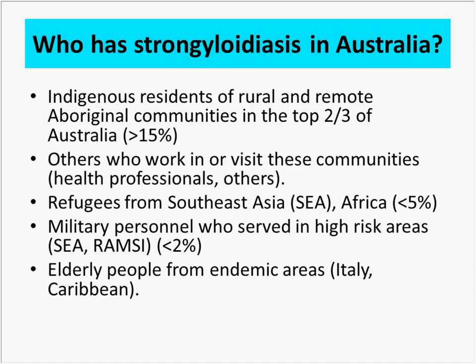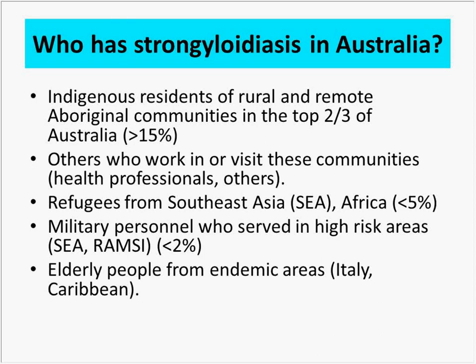It seems as though about 15% of the community is affected. It's also been detected in people who work in these communities. Nurses are a common victim of strongyloidiasis. It's also been reported in doctors and other people who work in the communities, and even reported in grey nomads visiting communities.